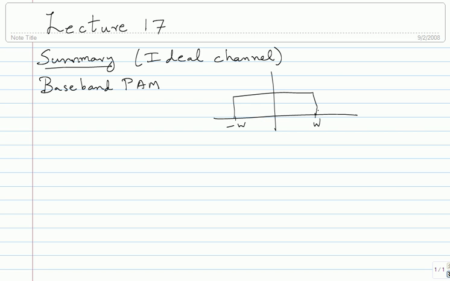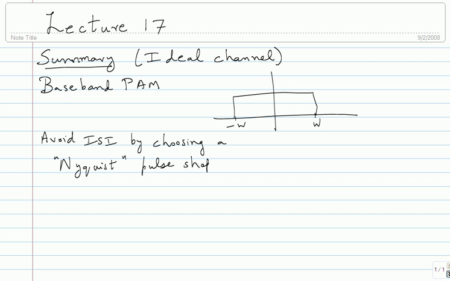Okay, so we found if the channel is ideal, one can eliminate ISI. One can do some filtering at the transmitter and careful filtering at the receiver and completely eliminate ISI by choosing your pulse shape to be what? Okay, so you avoid ISI by choosing a Nyquist pulse shape. What do I mean by a Nyquist pulse shape? What's an example that you can take? Square root raised cosine. Okay, so square root raised cosine is an example.